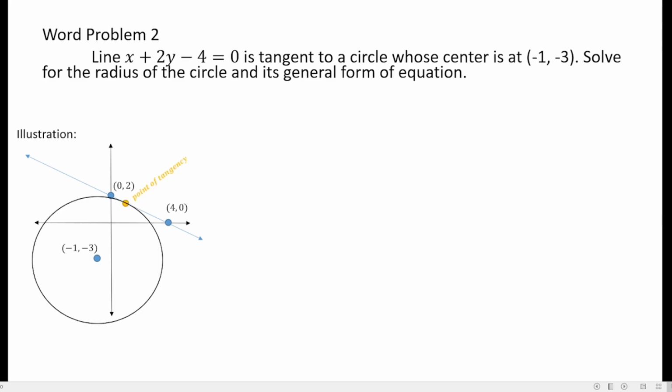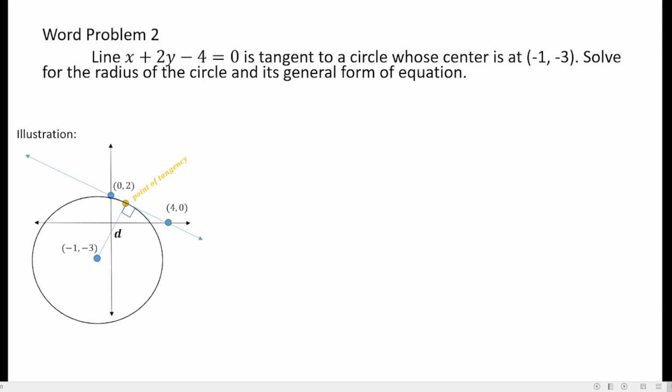Okay? So from here, you can say that this point of intersection is known as the point of tangency. And if you try to connect the center of the circle to the point of tangency, it will always form a 90-degree angle to the tangent line. Or the line segment from the center of the circle to the point of tangency is always perpendicular to the tangent line. So, from here, we can already conclude that that line segment is the shortest distance.